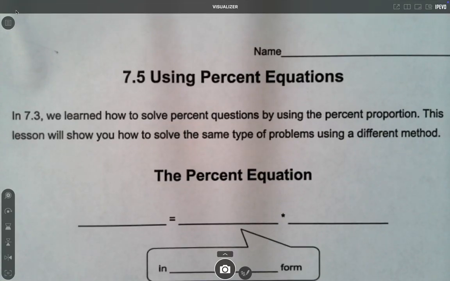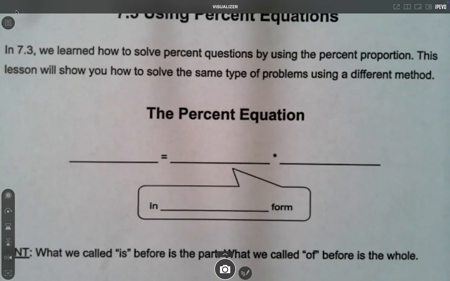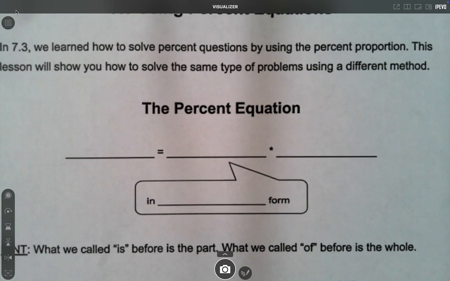Section 7.5, using percent equations. So in our previous lesson, because we skipped 7.4, we learned how to solve percent questions using the percent proportion, and that's a great method. But this lesson will show you how to solve the same types of problems in a different way. Some of you might find this easier, some of you might find the other easier. It's okay either way. So with the percent proportion, we had the is over of equals percent over 100.